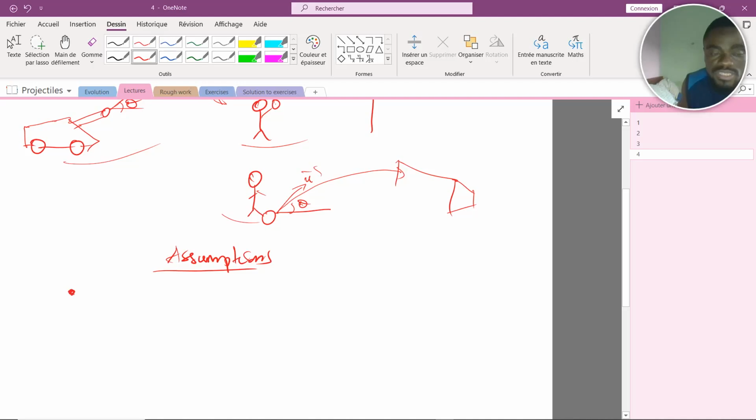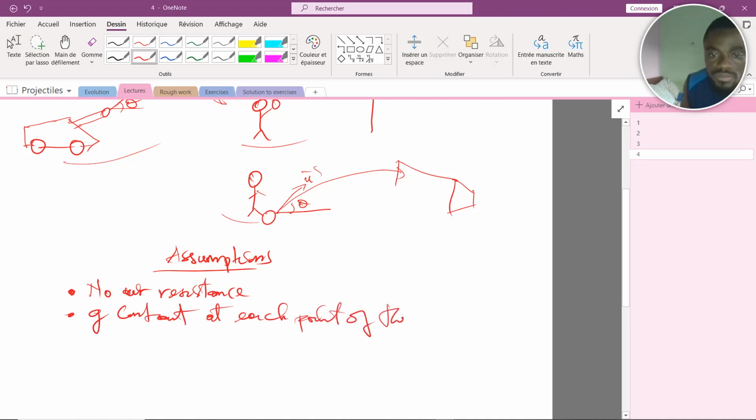The first assumption is that we assume that there is no air resistance when we are studying a projectile motion. That's the first assumption that's usually made. We assume that there is no air resistance. The second assumption is that we assume that acceleration due to gravity g is constant at each point of the motion.